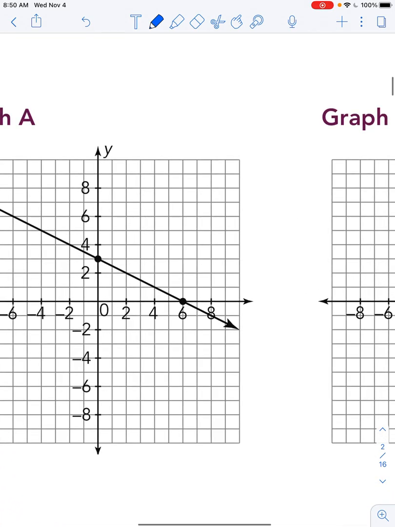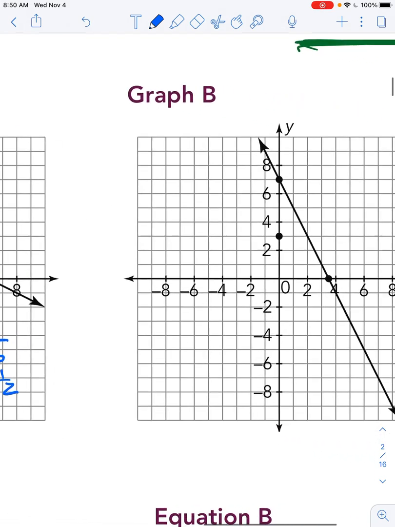Okay, so let's use a different color. So I look at this. Now, 1, 2, 3, went up 3, it went over 6. So my slope here is 3 over 6. Now, boys and girls, this is a negative slope. So negative 1/2. We're going in the negative direction.